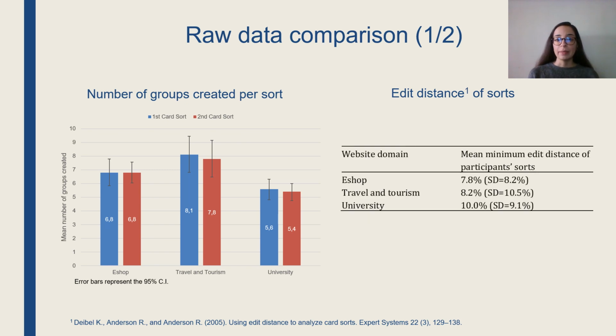Then, we used the minimum edit distance metric to objectively compare users' groupings between the two card sort trials. This metric measures the distance between two sorts and is equal to the minimum number of cards that must be moved in order to turn the one sort into the other. The edit distance of sorts was small for all three website domains.